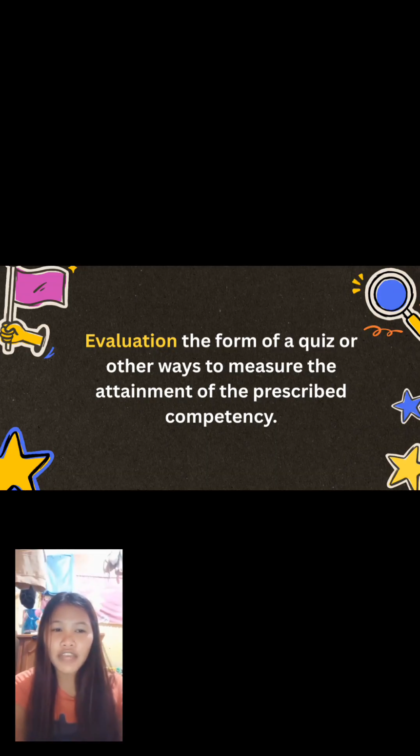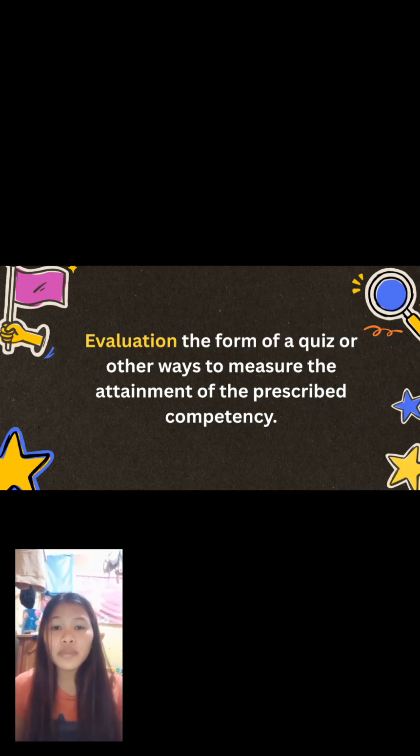And next is the evaluation. Evaluation is a form of quizzes or other ways to measure the attainment of the prescribed competencies. When we talk about evaluation, it is to assess whether students achieve the lesson's learning objectives, and it provides feedback for both teacher and students, guiding future instruction and support.